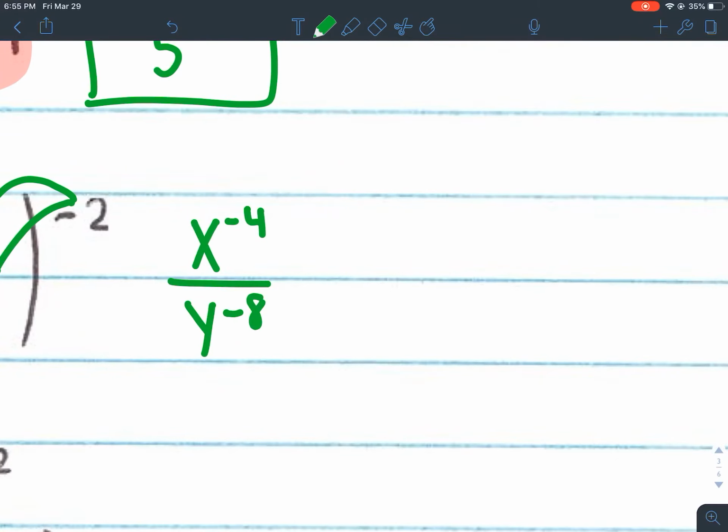Well, here I have a negative exponent in the top and a negative exponent in the bottom. So I need to move the x down, and I need to move the y up. So I'm going to have y to the 8th over x to the 4th.